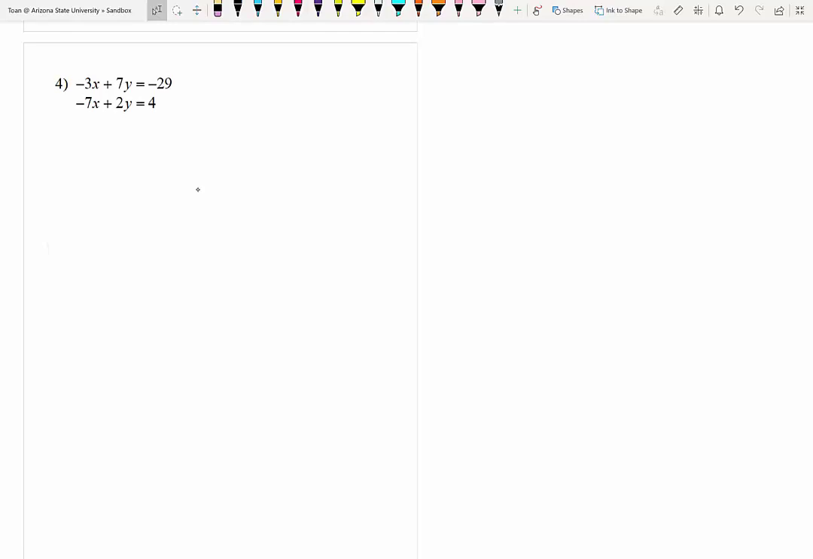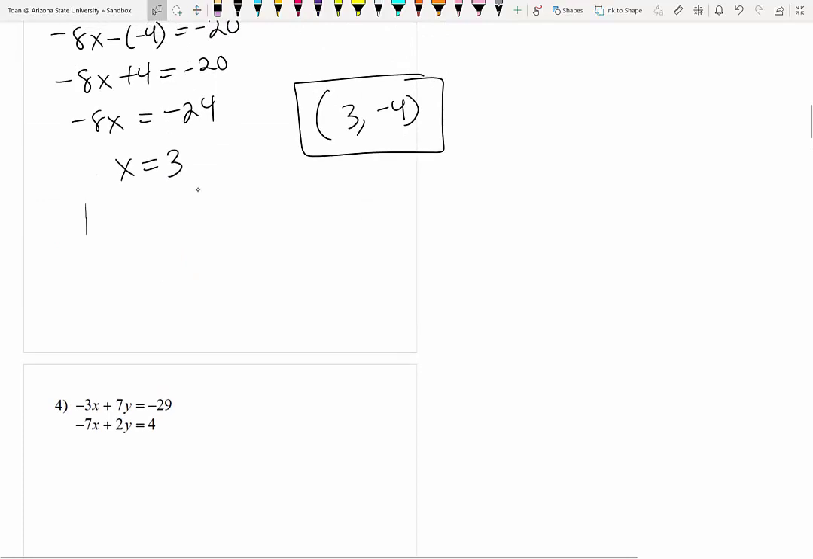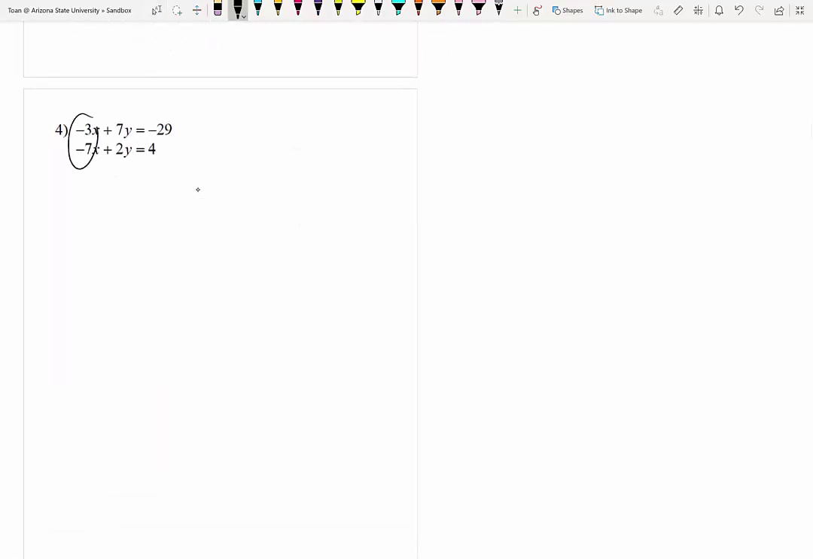Number 4 here, none of the coefficients are the same. So 3 and 7 are different, 7 and 2 are different. So if I want to do elimination, I need to multiply to get them to be the same. It doesn't matter which variable we eliminate. Let's eliminate the x's. So 3 and 7, notice I'm ignoring the negatives. Hopefully we can all agree that 21 is a common multiple.